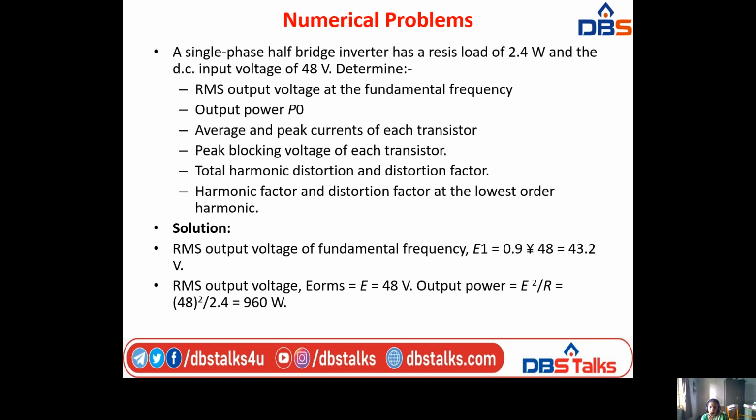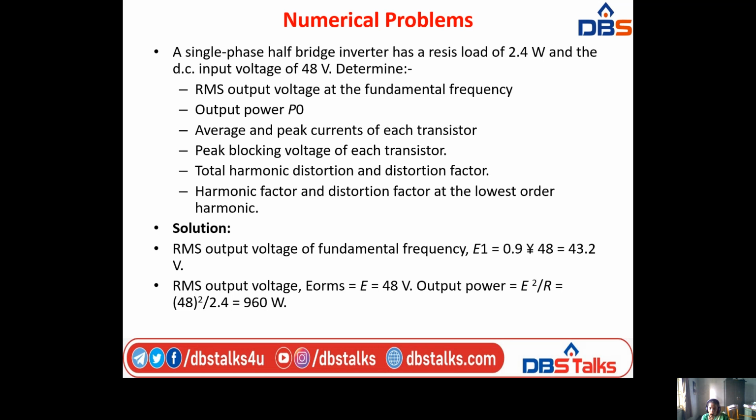At the start, we have to discuss the RMS output voltage of the fundamental frequency. RMS output voltage E1 equals 0.9 into 48, that is equal to 43.2 volts. So 0.9 into 48, then you get the RMS output voltage 43.2 volts.